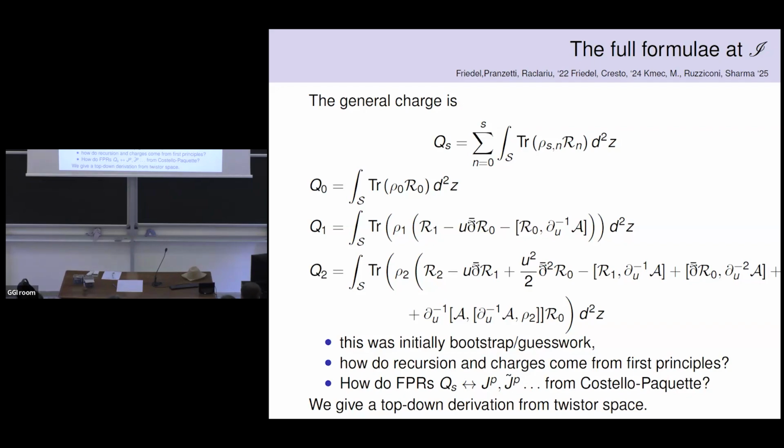So what this talk is about then is how can we understand this recursion and these charges as arising from first principles, and how do they relate to the J's and J tildes that Costello and Paquette came up with. So my claim is I can give, or we, sorry, this is work with Romain, Adam Kmech, and Atul Sharma, we can give a top-down derivation from first principles in twistor space, and one that gives a natural geometric interpretation as to what the S algebra is.